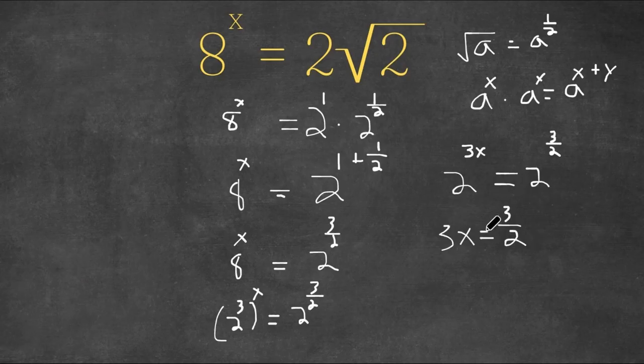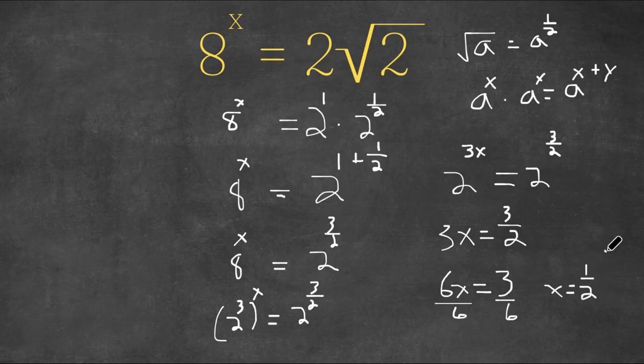Now we can multiply by 2 on both sides. By doing that, we get 6x equals 3. Now we have to isolate x, so we divide by 6 on both sides. And we get x equals 3 over 6, which is equal to 1/2. So x equals 1/2, and that is our answer.